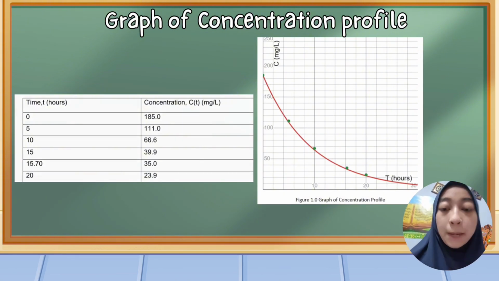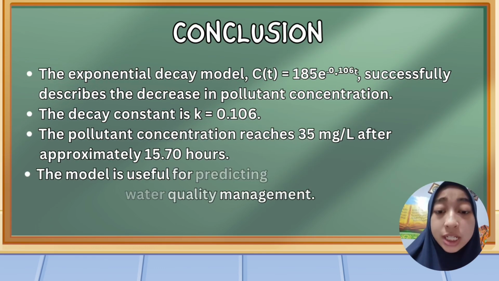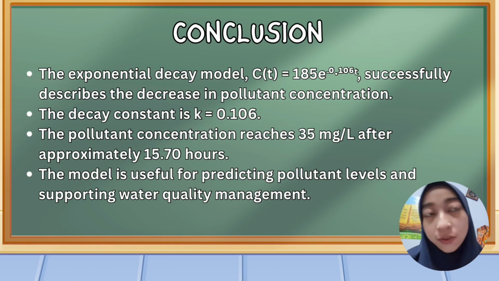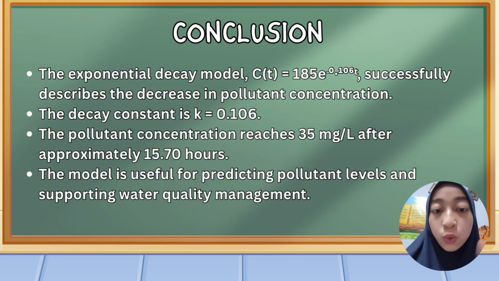So in conclusion, the exponential decay model C(t) equal to 185 e to the power negative 0.106t successfully described the decrease in the pollutant concentration over time. The calculated decay constant is k equal to 0.106, and based on this model, the pollutant concentration reaches the target value of 35 milligram per liter after approximately 15.70 hours. Therefore, this mathematical model is useful for predicting pollutant concentration levels and supporting effective water quality management.